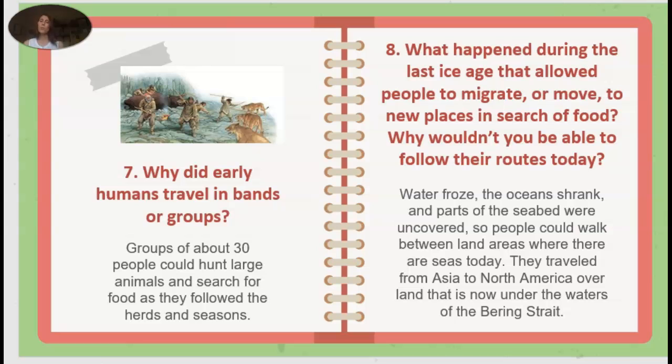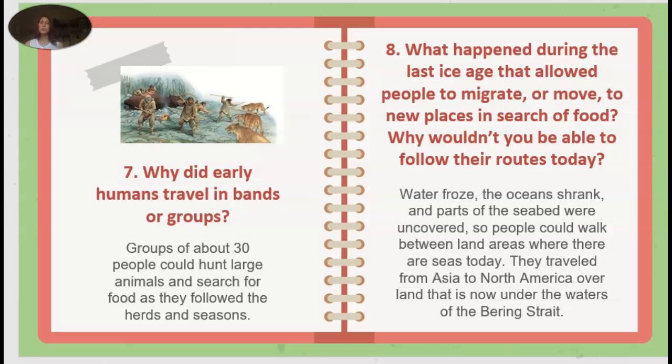So question number 7, why did early humans travel in bands or groups? Groups of about 30 people could hunt large animals and search for food as they followed the herds and seasons. Question number 8, what happened during the last ice age that allowed people to migrate or move to new places in search of food? Why wouldn't you be able to follow their routes today?